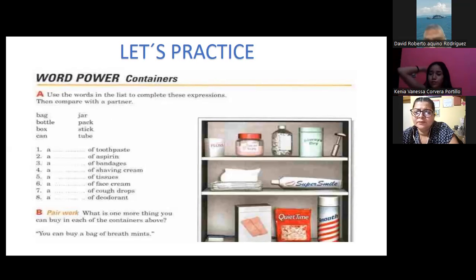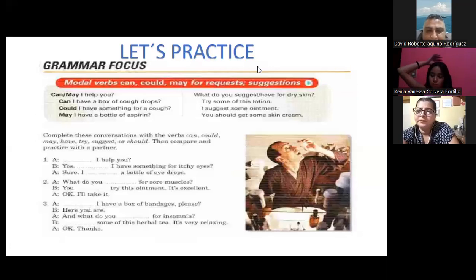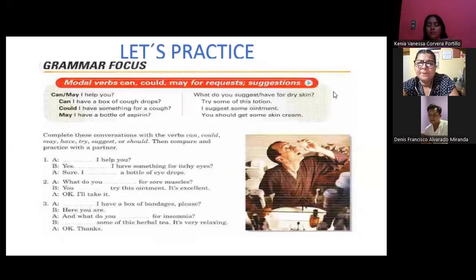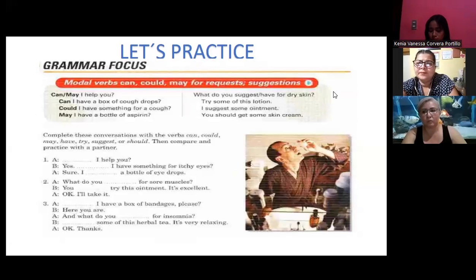All right. Let's go with the next part. Questions? And we have this topic. The topic is the modal verbs can, could, may for requests and suggestions. And we were saying that it's also important to know about the modal verbs. Para empezar, decimos que los modal verbs nos expresan habilidades, necesidades, condición o modalidad, por eso es modal.